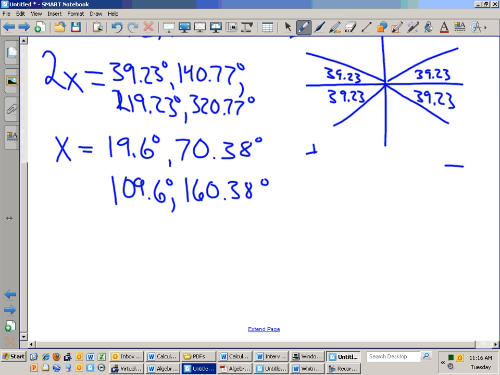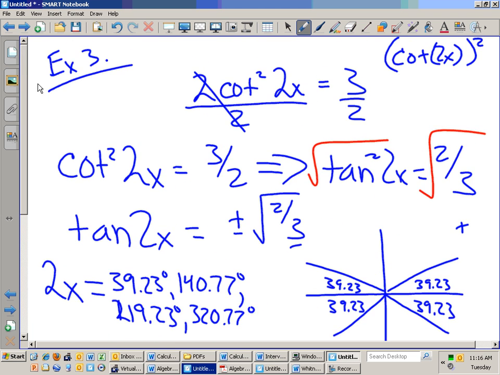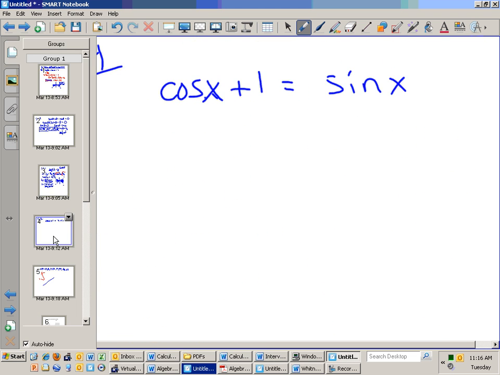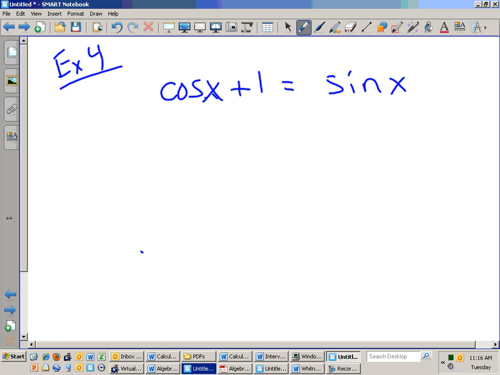Any questions on that? So look where we started. We divided by 2, square root both sides. That was it. Last one. Example 4.